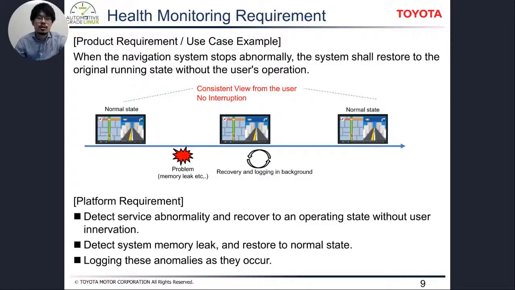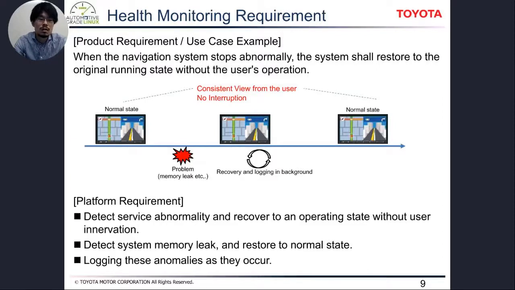First topic is health monitoring. A typical product requirement related to this module is: when the navigation system stops abnormally, the system shall restore the original running state. For example, think about the situation when an error occurred while driving and using navigation. The system platform should recover and restore it to the normal state. During this recovery, the system should display a consistent view to the driver and should not require a reset operation by the driver. So the system platform should detect service abnormality and recover to an operating state without user intervention.